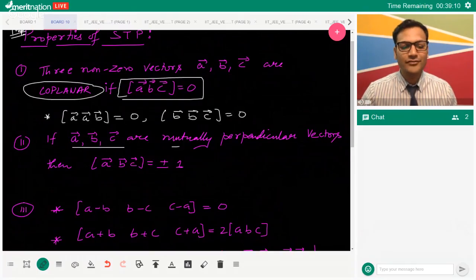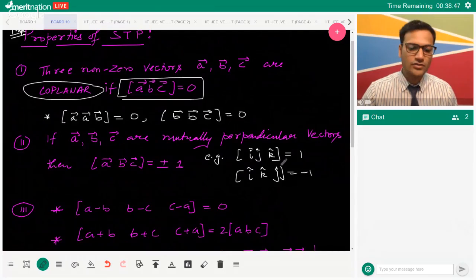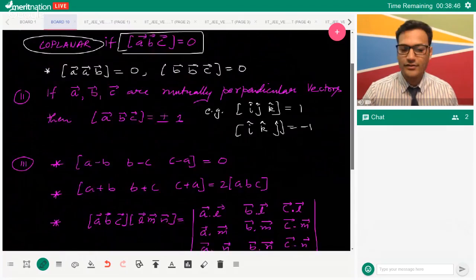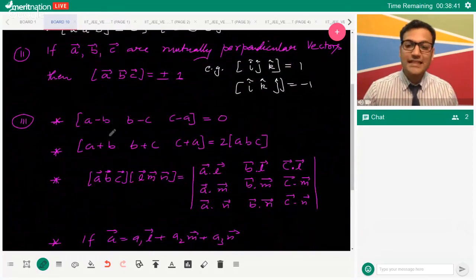If A, B, C are three mutually perpendicular vectors, in that case, the scalar triple product will always be either 1 or -1. For example, if I'm saying scalar triple product of I, J, and K, where I, J, K are unit vectors along X, Y, and Z axis, so this is 1. If I change the order, saying K over here and J over here, this turns out to be -1. This is also an important result which we must remember. Then these results are also utilized in different questions.